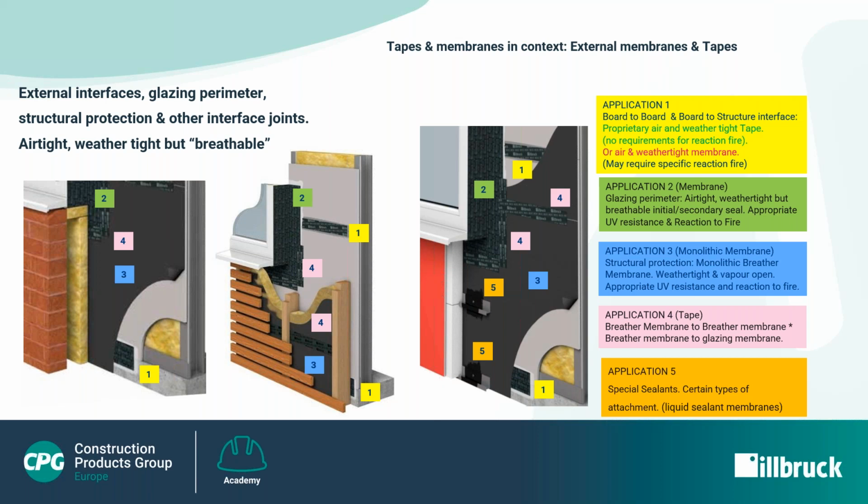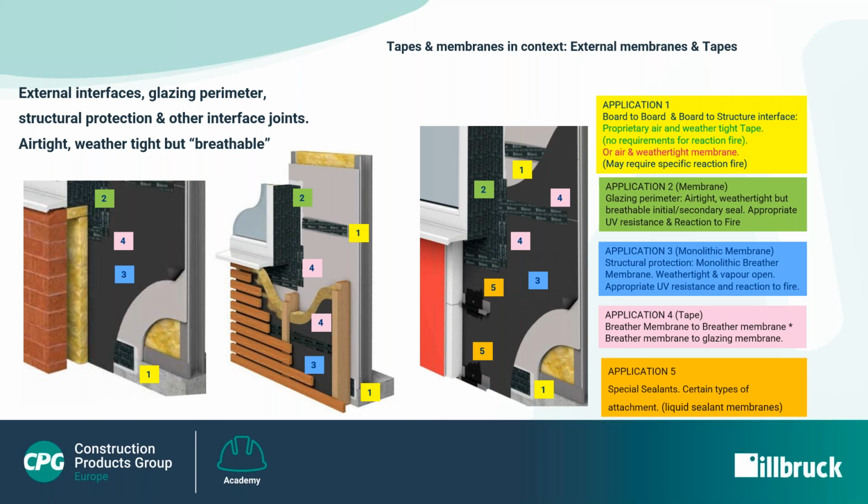Application 3 is a structural protection layer, i.e. a monolithic breather membrane, which needs to be weathertight and vapor open with appropriate UV resistance, and again, depending on the type of building classification, an appropriate reaction to fire.